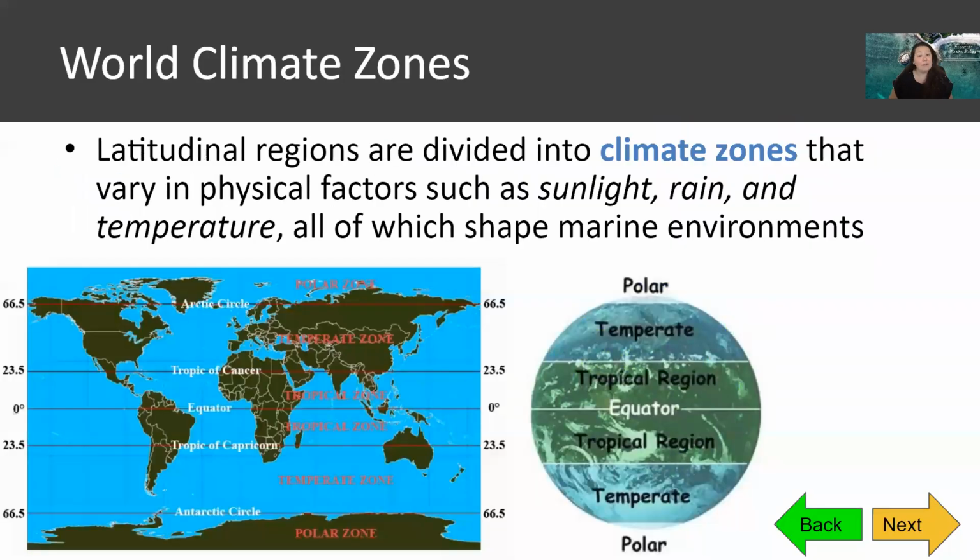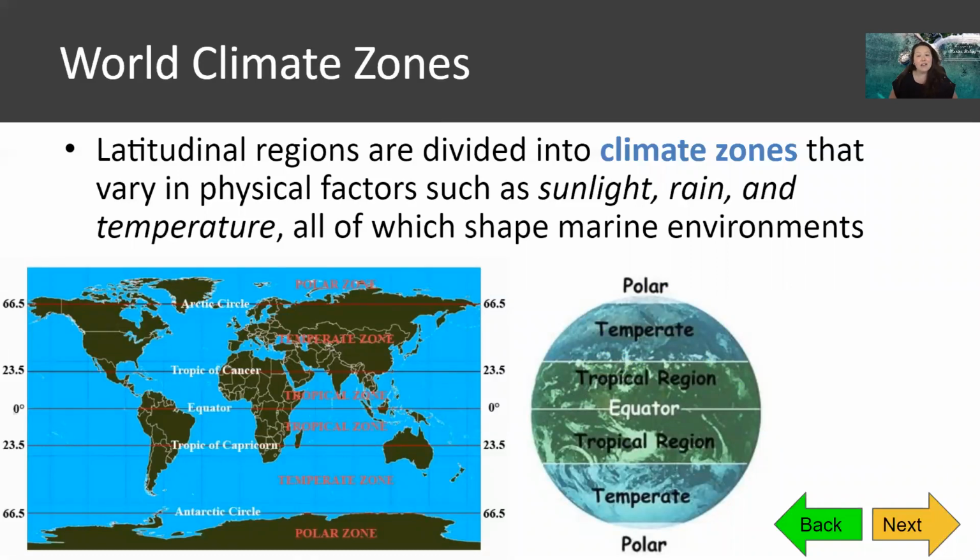There are also world climate zones. Latitudinal regions are divided into climate zones, which you might be very familiar with. These vary in physical factors such as sunlight, rain, and temperature, all of which help to shape marine environments. Outside of the equator, there are the tropical regions, and then there's also the temperate regions and the polar regions. These climate zones also divide terrestrial environments within those regions.